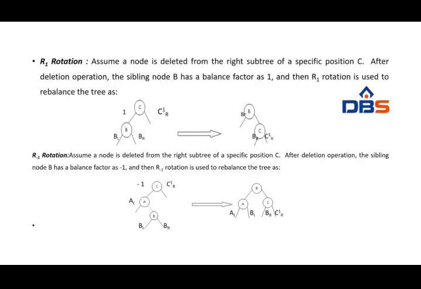R1 rotation: assume a node is deleted from the right subtree of a specific position C. After the deletion operation, the sibling node B has a balance factor of 1, and then R1 rotation is used to rebalance the tree likewise. And R minus 1: assume a node is deleted from the right subtree of a specific position C. After the deletion operation, the sibling node B has a balance factor of minus 1, and then R minus 1 rotation is used to rebalance the tree.